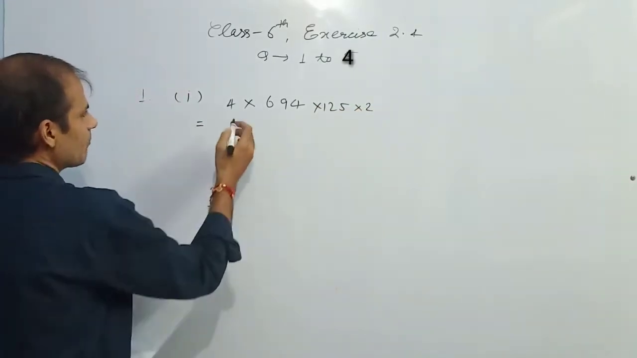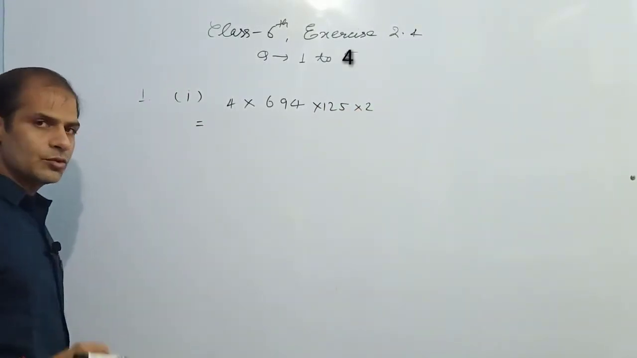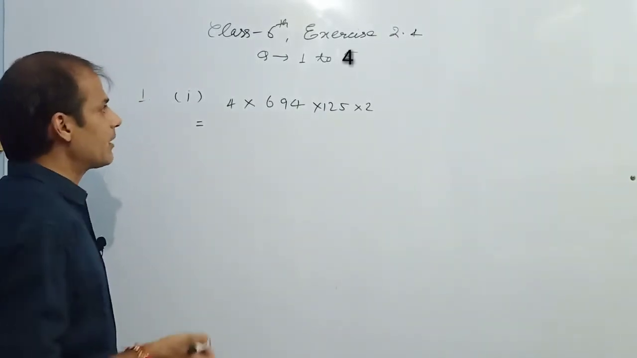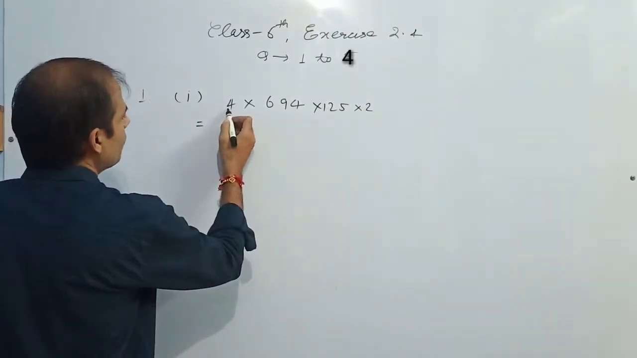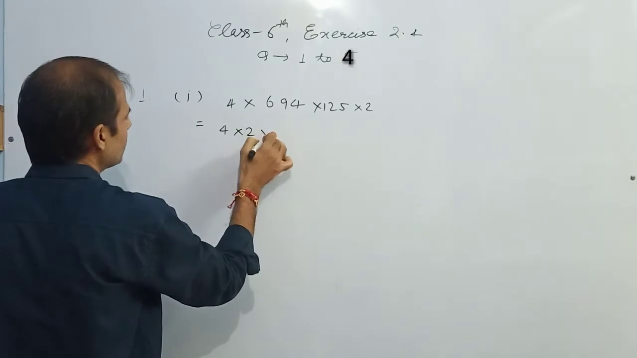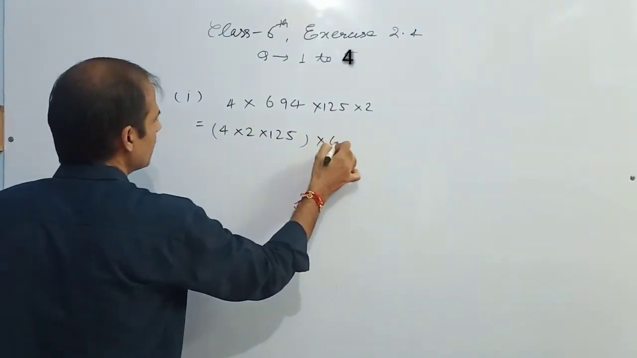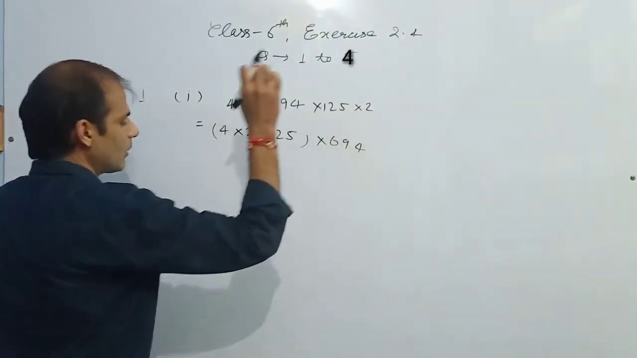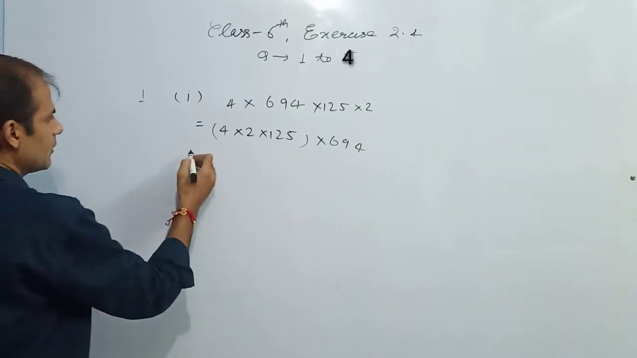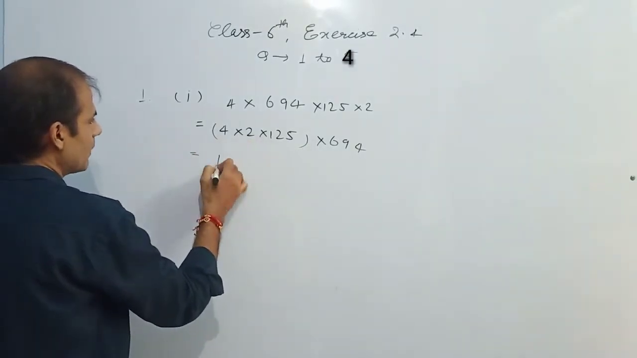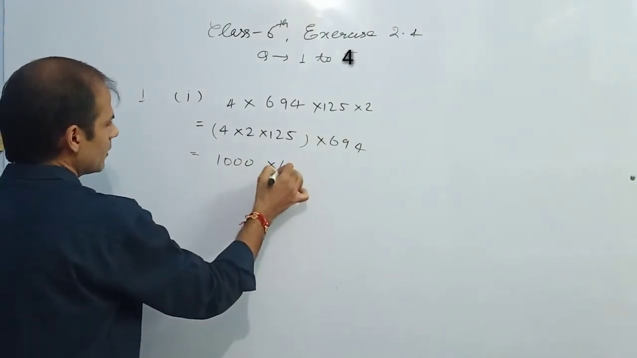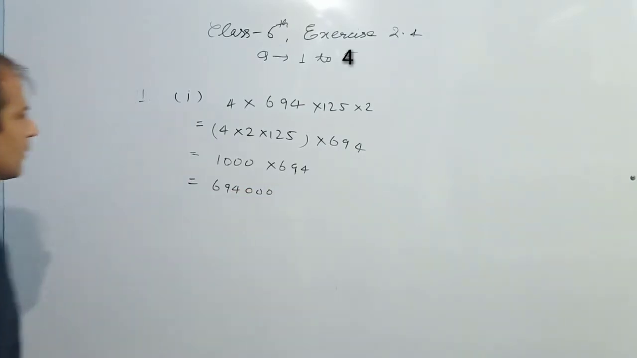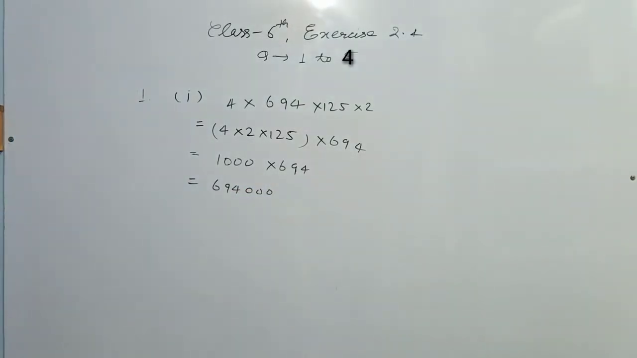Now after regrouping, we have to generate 10, 100 or 1000 or 10,000 by regrouping the numbers. So 4 into 2 is 8, we can write 4 into 2 into 125, because we know that 4, 2 and 125 together make 1000. So 4 into 2 is 8 and 8 into 125 is 1000 and the answer is 694,000. Okay, this is the answer.